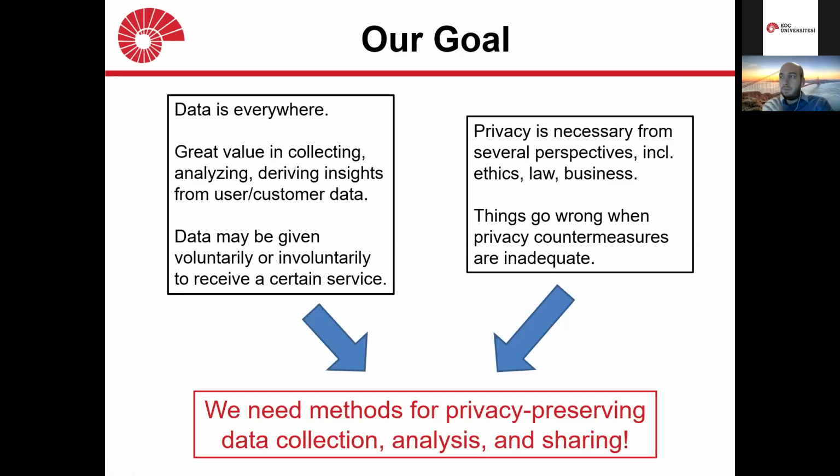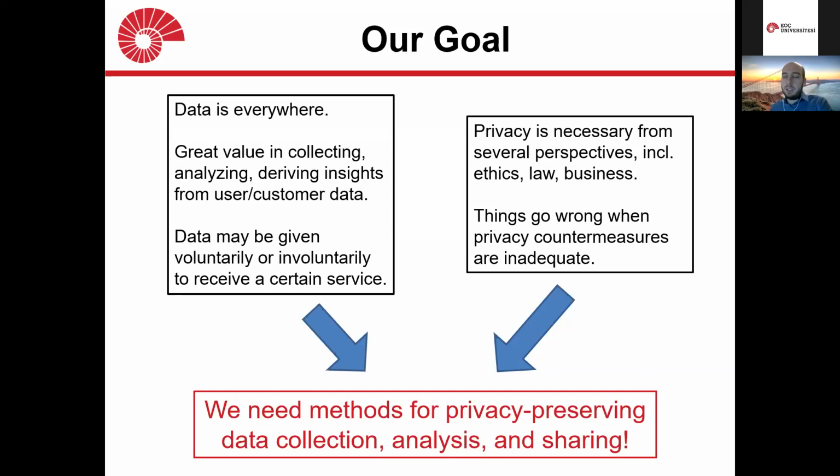So if we put these two things together, we're given a kind of dilemma. We need data, or we have data. We want to extract information from it. But at the same time, extracting this information or sharing this data or doing something with it may lead to serious concerns or problems. So what can we do? This brings us to our goal, or the answer, which is that we need methods for privacy preserving collection of data, privacy preserving analysis of data, and privacy preserving sharing of data.